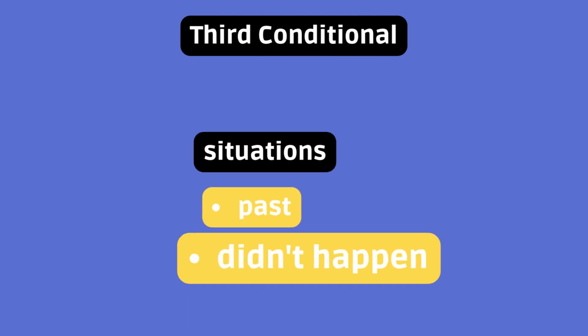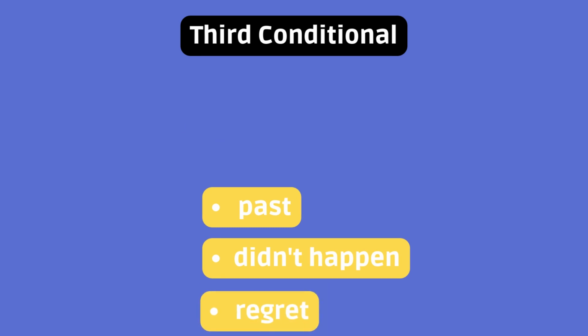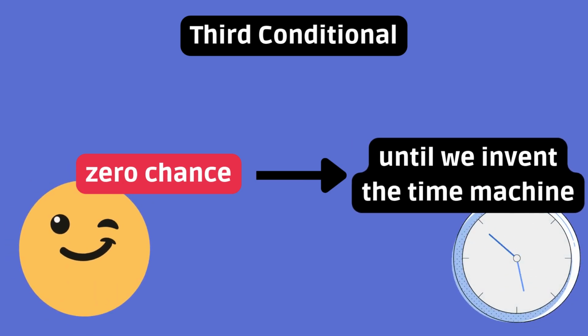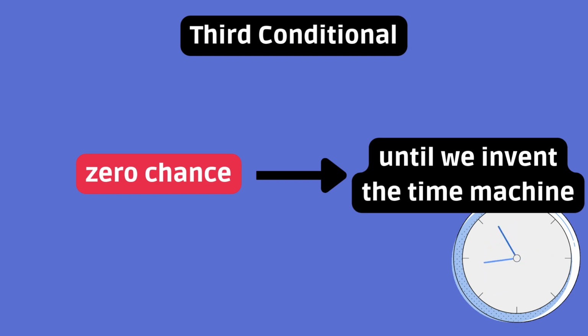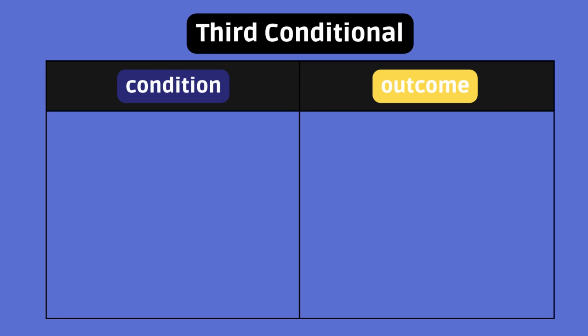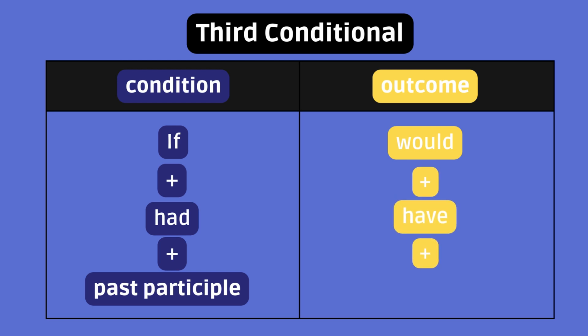Now the third and last conditional is used to talk about situations in the past that didn't happen. It's a common way of stating a regret. So the condition states something that has zero chance of happening until we invent the time machine. And consequently, the result is fabricated and imagined. Its structure is if plus past perfect, that's had plus a past participle, and would plus have plus another past participle.